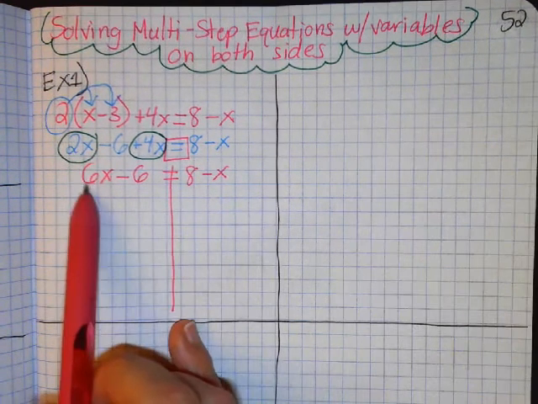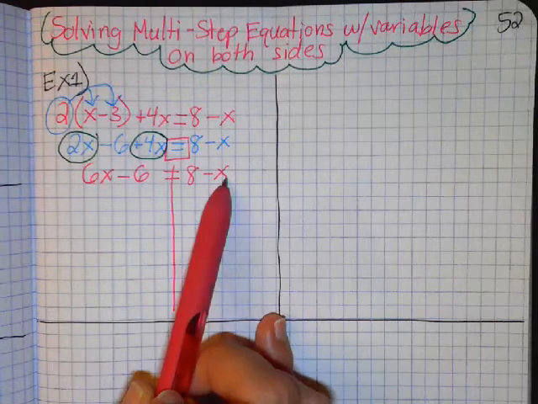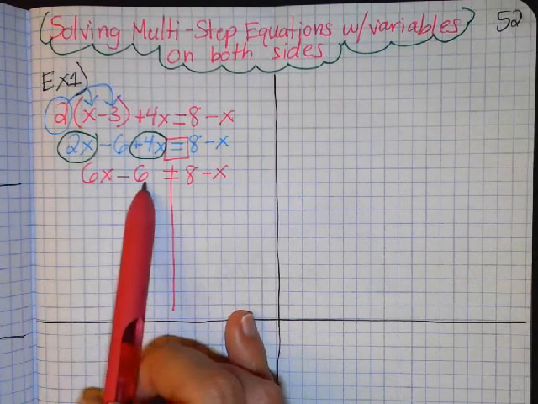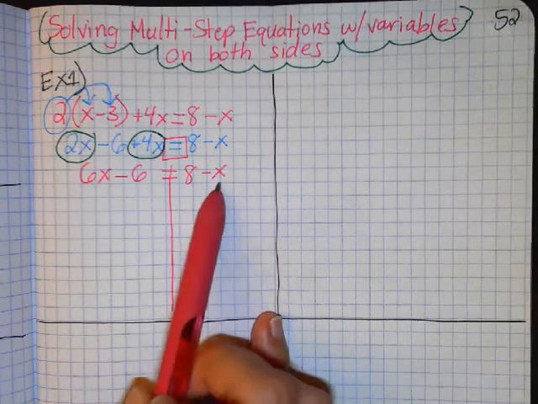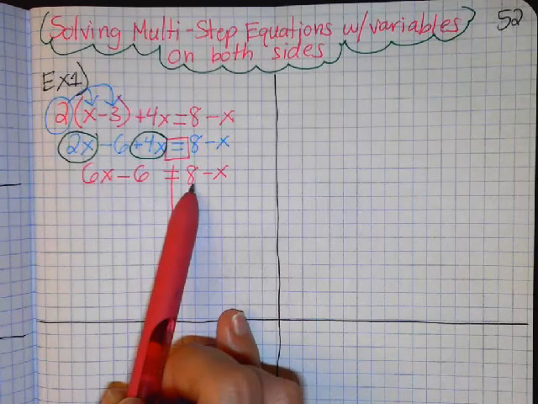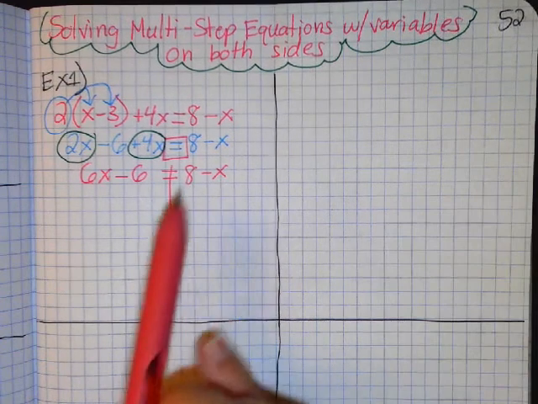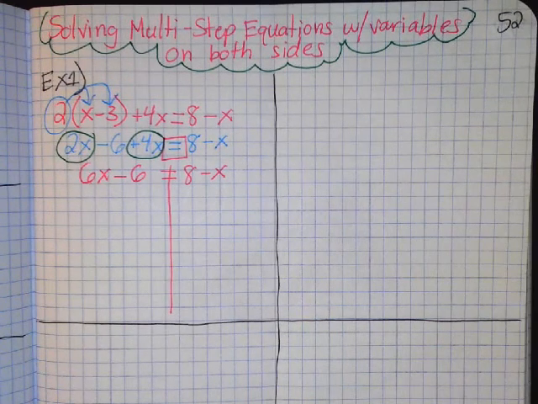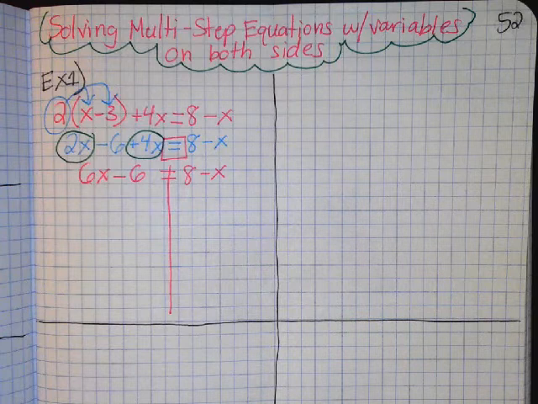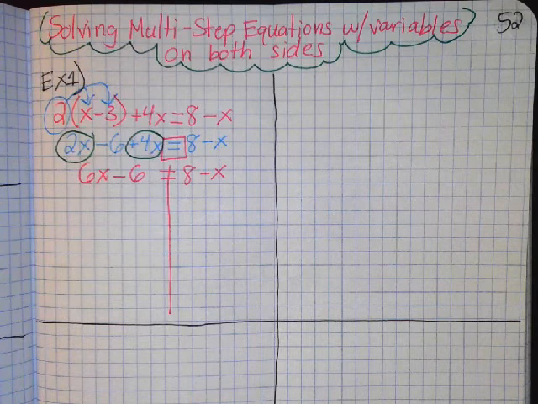No. We can choose to take my 6x and move it to the right, and my constant of 8 and move it to the left. Or we could take my negative x and move it to the left, and take my negative 6 constant and move it to the right. It doesn't matter. Whichever one you feel makes the most sense to you mathematically. I personally like to take my smaller numbers and move them to my bigger numbers. I like to try to add and not necessarily subtract.